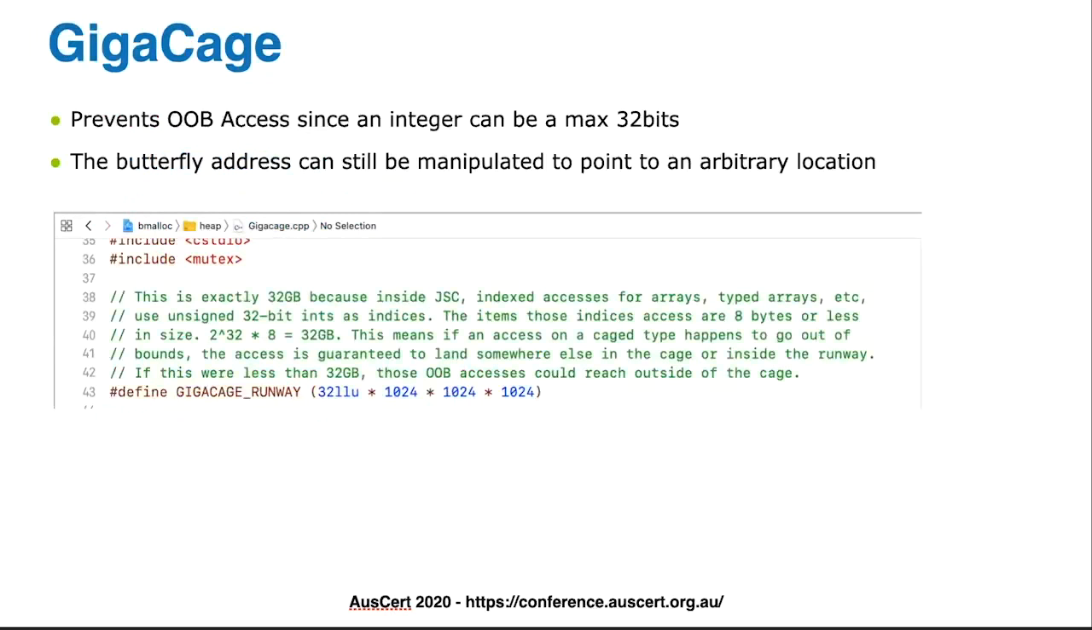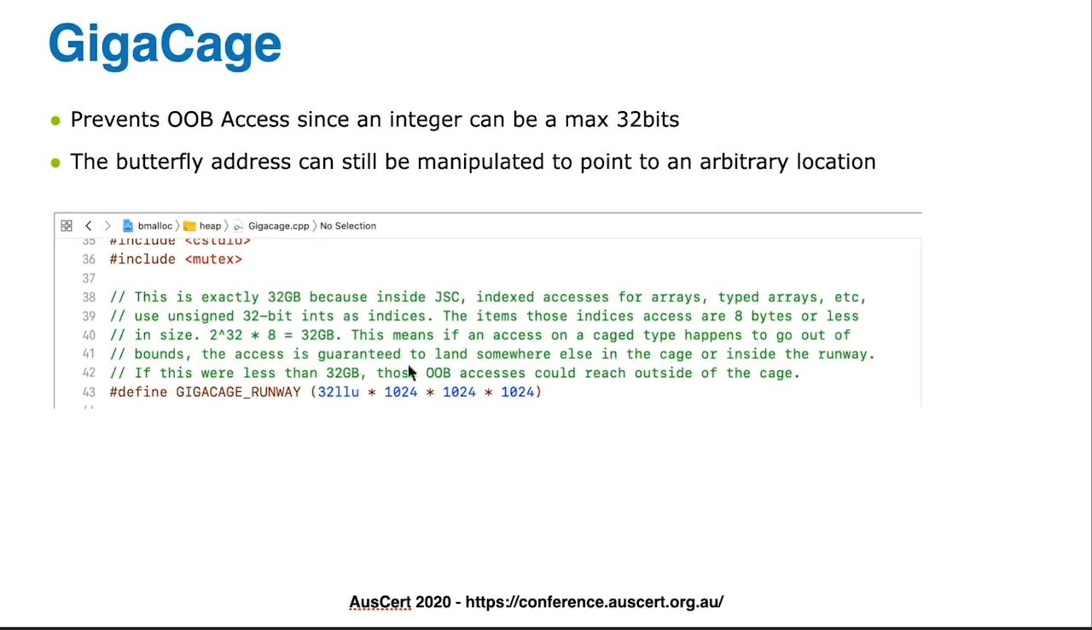Okay. Next, we have GigaCage type, which basically prevents out of bound access. So it will basically prevent you from out of bound access vulnerabilities. And the way it works is that different objects are caged, and they're caged between something which we call runway. Now the size of the runway is the maximum value of an integer, which is 32 bits.